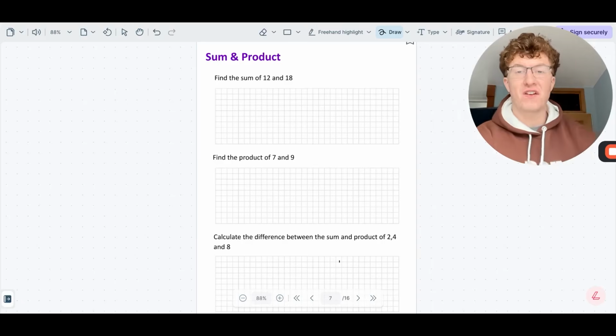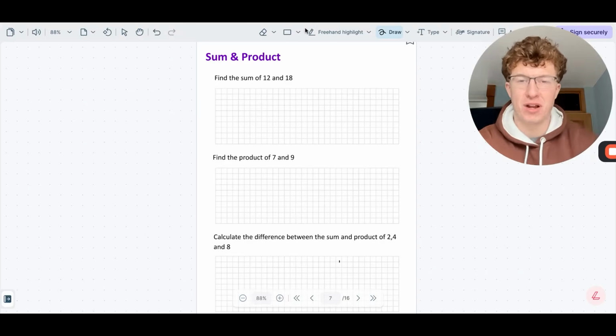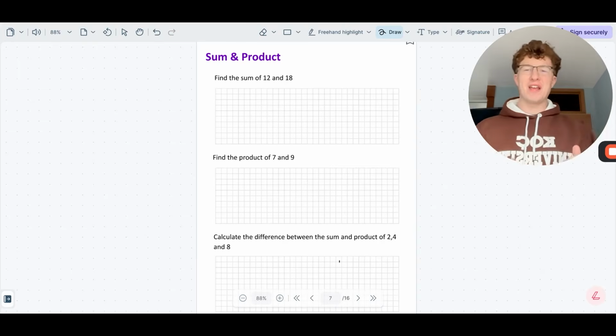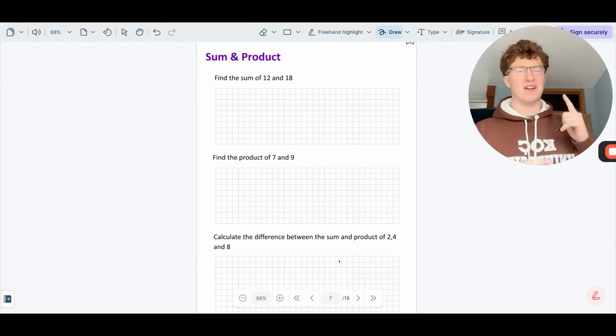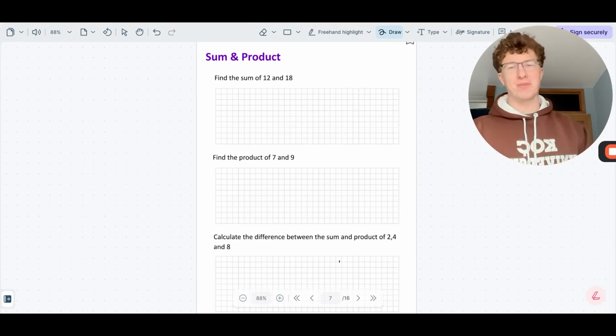All right, so first question here. We're going to be dealing with sums and products. Before I do any question, you need to remember if I'm talking sum, it's adding. If I'm saying product, multiplying. Every time, sum is adding, product multiplying.